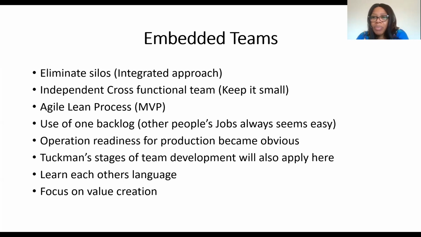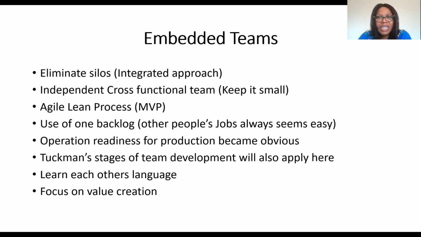Because when you use one backlog, instead of having an operations backlog and a development backlog, when you are talking about things you have to do, you are talking about it from a systems perspective, okay? And as a developer, I can see what operations is doing, and as operations, I can see what development is doing. So as much as possible, use one backlog. Operation readiness for production becomes obvious, like I just said. You can see what operations is doing, because it's easy to feel other people's work, their job, is easy, you know?